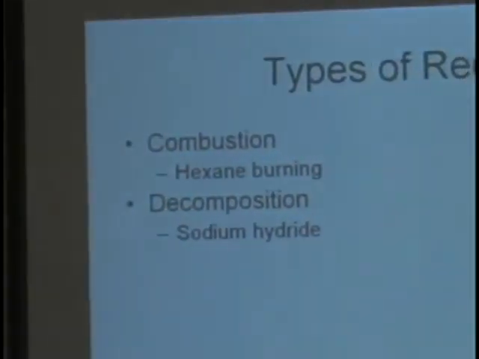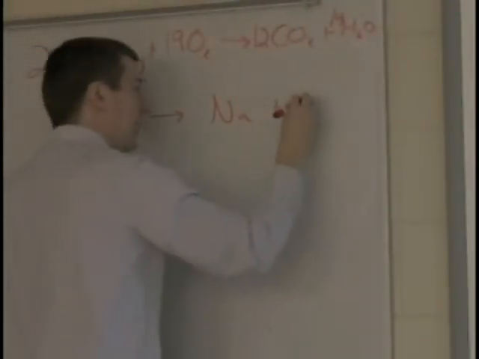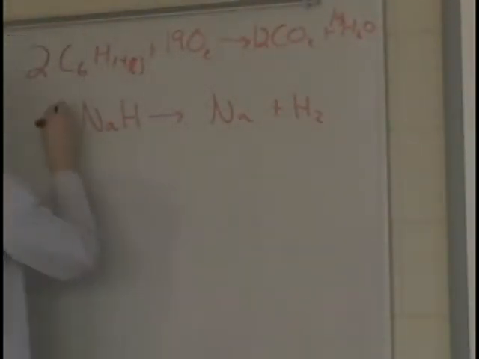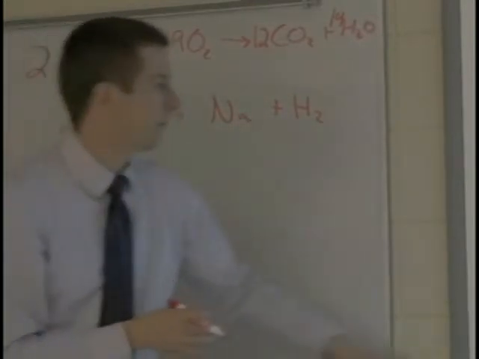Second one is decomposition. Take for example sodium hydride. Sodium hydride is NaH. That will yield Na plus H2 because it is a diatomic. I put a 2 in front of that as well. And this is also an oxidation reduction because these are zeros, a +1 and a -1.